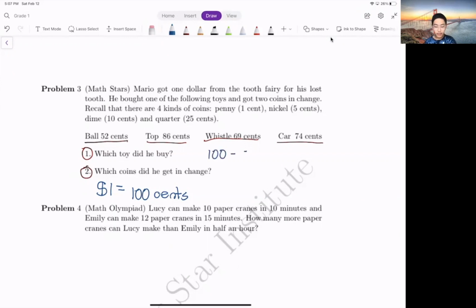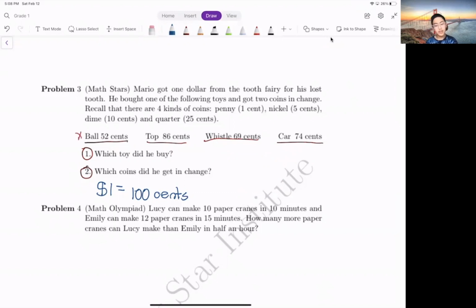100 minus the price, 52 cents, gives us 48 cents. And since he got 2 coins in change, let's see if we can play around with 48 to fit into 2 coins. Well, of course, we have to plug in a quarter because that's the largest. And if we just do a dime, then that's not enough. So let's see. A quarter, which is 25 cents, has to be plus 23 to something. And we know that 23 is not a coin since there's no 23-cent coin. So therefore, we know that he cannot have bought the ball. So we cross that out.